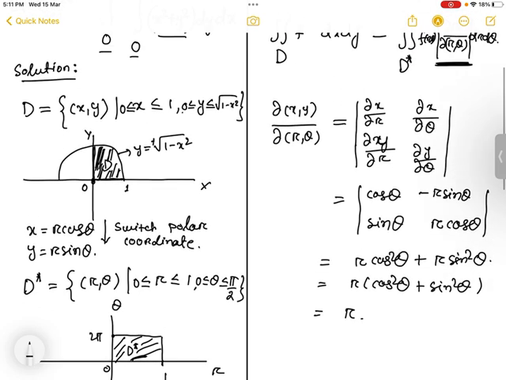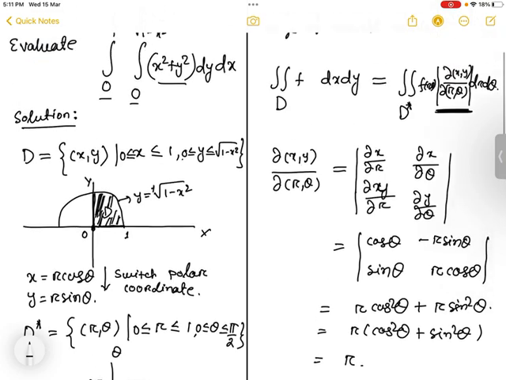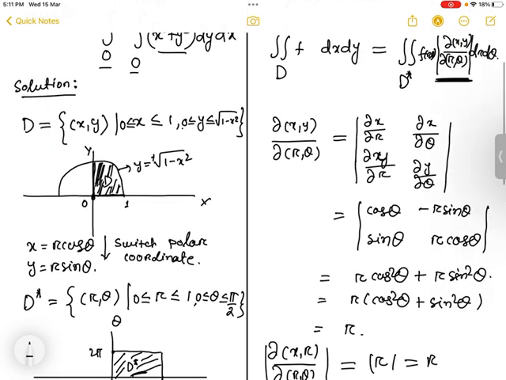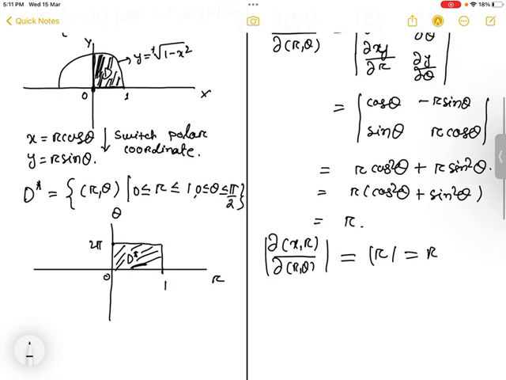And if you take the absolute value of this, since it is positive, the absolute value is also the same: ∂(x,y) divided by ∂(r,θ), the absolute value is also r. Since it is positive, the absolute value is the same. Here the absolute value is needed. If it had come out minus, then you would have to put minus.